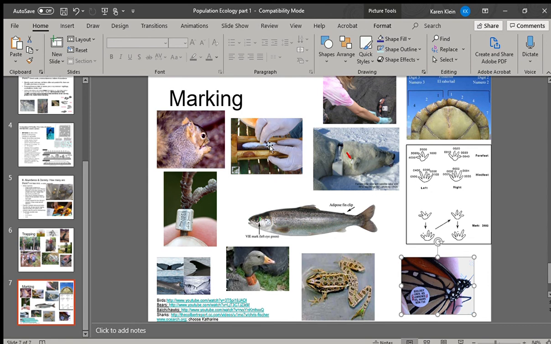There's a limitation to PIT tagging, and that is that you can't physically tell that the animal has been marked. You need to have a scanner in order to do that. But if you have a scanner, that works out for you.